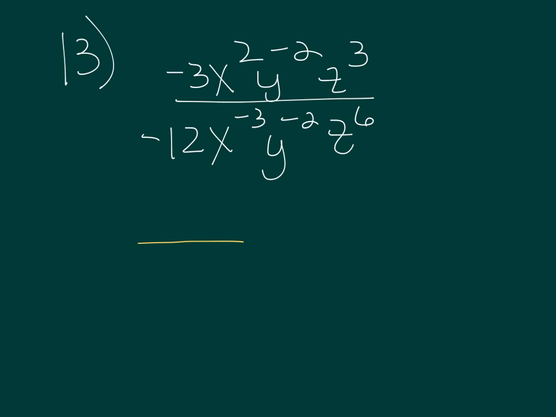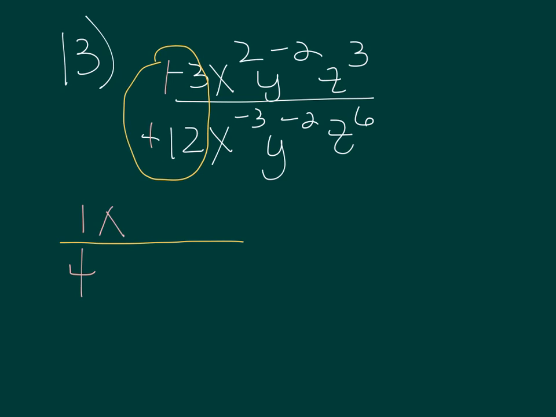All right, so here we go. Negative 3 over negative 12. Well, first of all, those two negatives make a positive. 3/12 is just the fraction 1/4, so I'm going to write down 1/4. Okay, I'm ready to remove my x's and my y's and all that fun stuff.